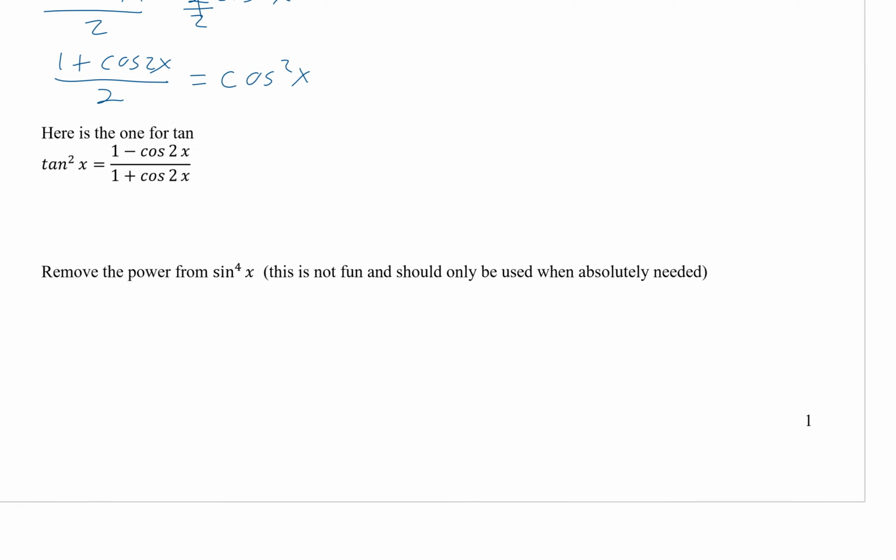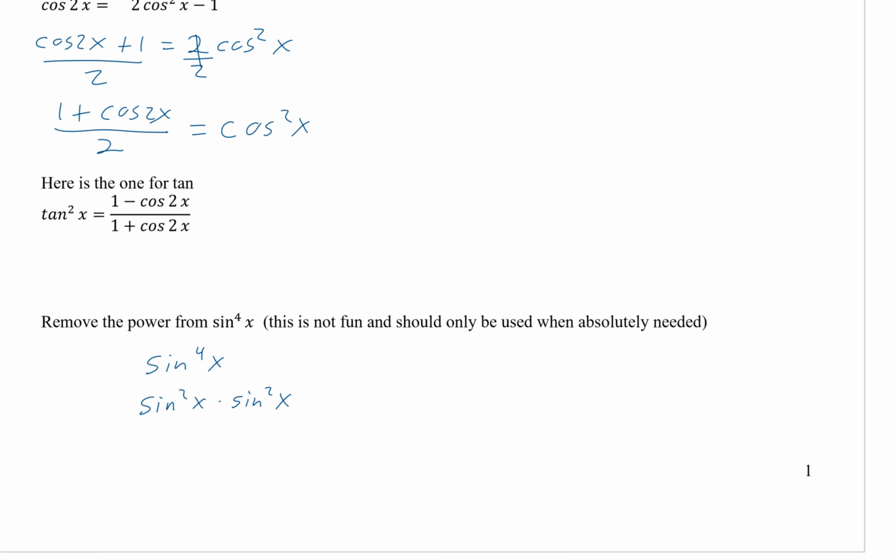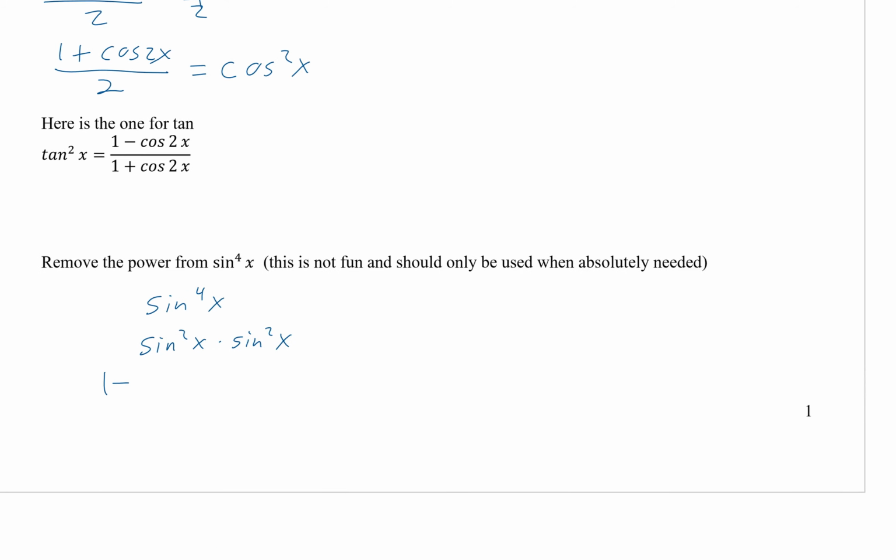So how do we use this? Well, let's just say we want to get rid of the power of a sine to the power of 4. So sine to the power of 4 x is sine squared x times sine squared x, because 2 plus 2 is 4. And then you can come back up here and say, okay, that's 1 minus cosine of 2x over 2 times 1 minus cosine of 2x over 2. And there you go. No more powers.